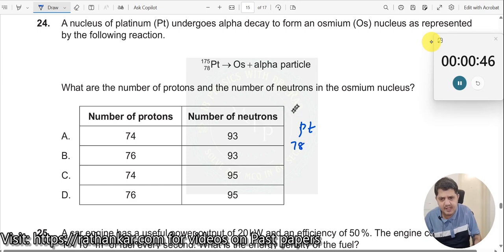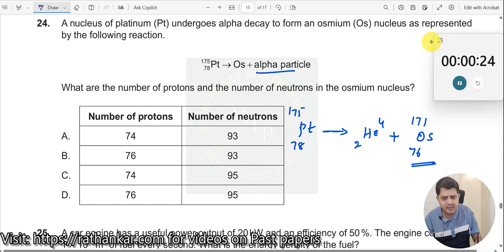Pt 78, 175 gives rise to, okay, now what is it giving? Alpha particle. So write 2He4. Okay, the reaction should be balanced. Put Os over here. Now 78 and this 2 here, so what should this be? 76. So that 76 plus 2 becomes 78. And here, as 4, this should be 175. This should become 171 over here.